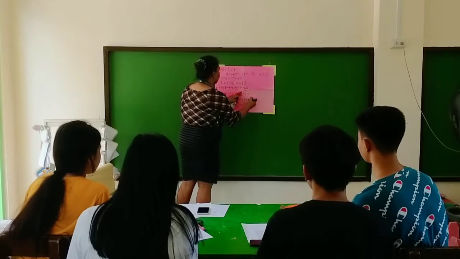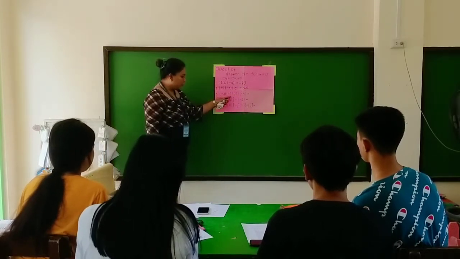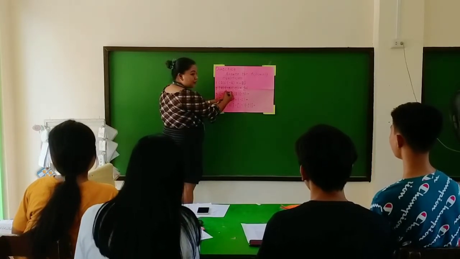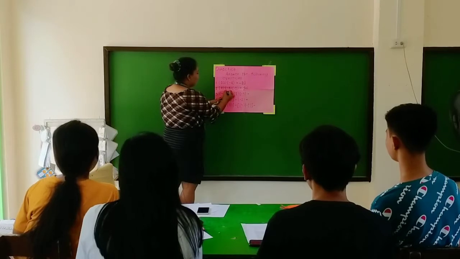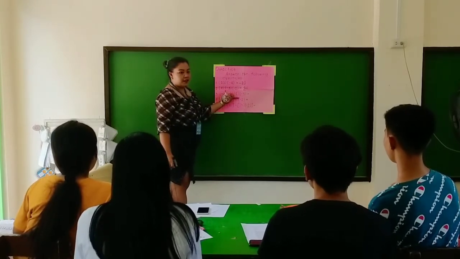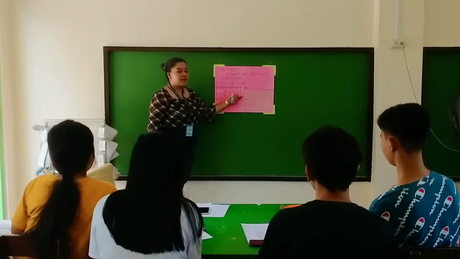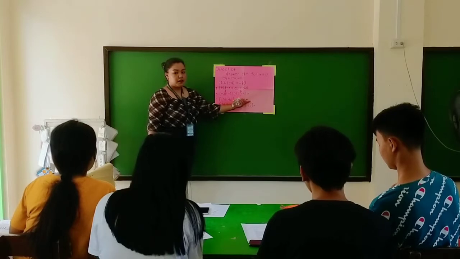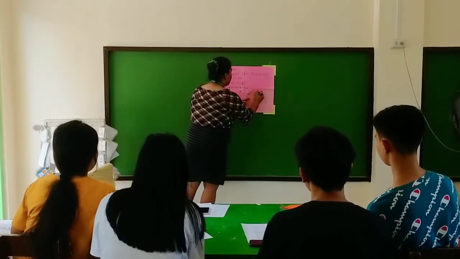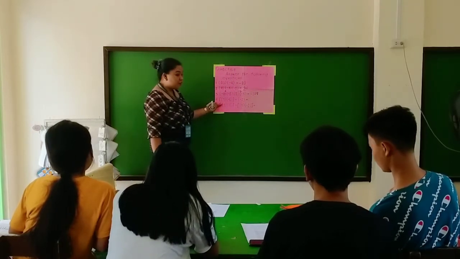Okay, number 3 is negative 9 times negative 2. The product is positive 18. And 2 times negative 3 is negative 6. So, 18 times negative 6 is negative 108. Okay, very good.